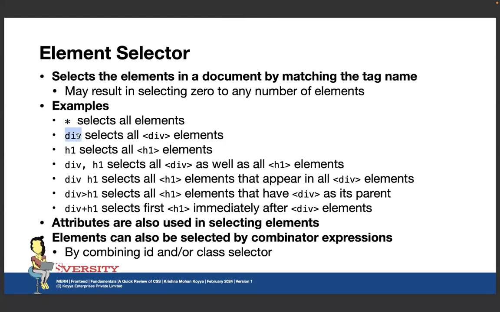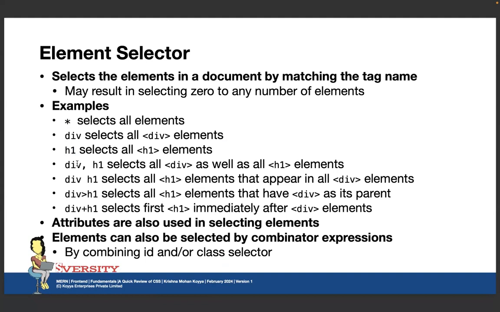Instead, if you give a specific name, for example here, it selects all div elements. Here, it selects all H1 elements. You may also use some CSS expressions here, like div comma H1. Then it will select both all the div elements as well as H1 elements. If you say background must be blue, all H1 elements as well as div elements will have a blue background.